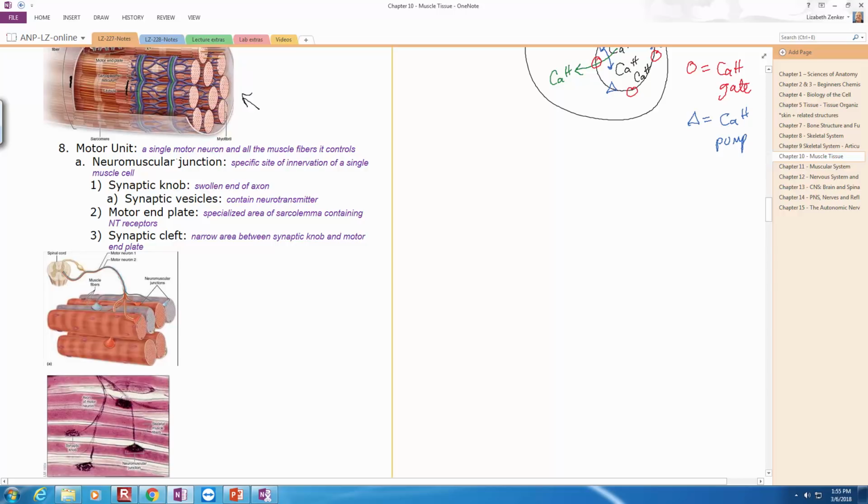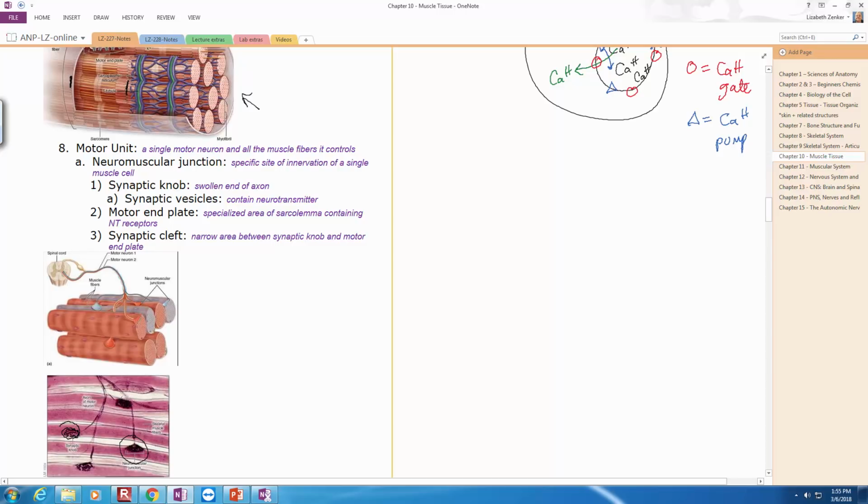So the neuromuscular junction is the specific site of innervation. Innervation means a nerve going to it and telling it what to do, of a single muscle cell by the neuron synaptic knob. So you guys saw before, this whole area here is a neuromuscular junction, okay? The end here is the synaptic knob, and it looks like it's directly touching your muscle. But there's actually a little bit of space between the synaptic knob and the muscle cell, and we call that the synaptic cleft. A lot of stuff happens between the synaptic knob, cleft, and the muscle cell that we have to learn about. So the synaptic knob is that swollen end of the axon.